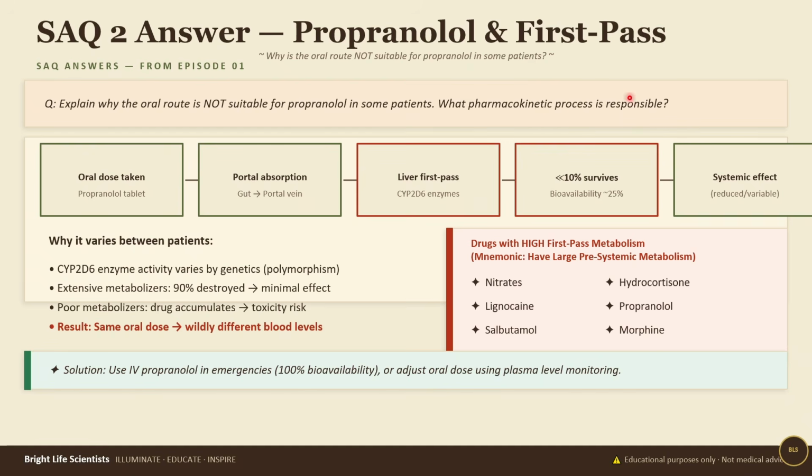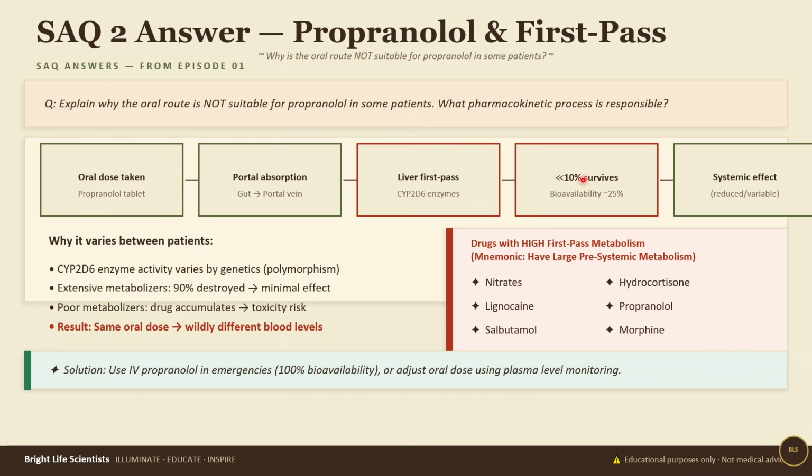Well, here is the chain of events you need to walk the examiner through in your exam. A propranolol tablet is swallowed. It gets absorbed from the gut into the portal vein. It then passes directly through the liver before it can reach the systemic circulation. In the liver, CYP2D6 enzymes get to work, and they destroy most of it. We are talking about less than 10% actually surviving to reach systemic circulation.